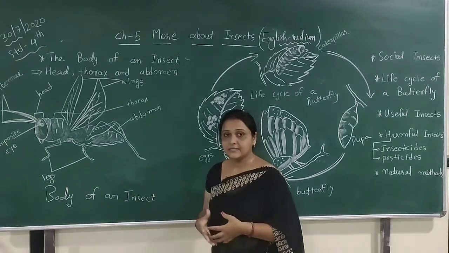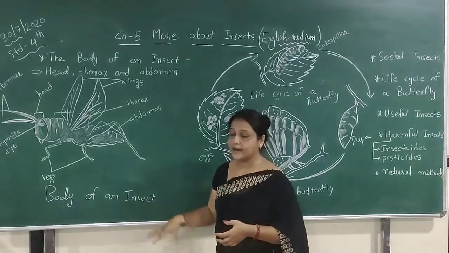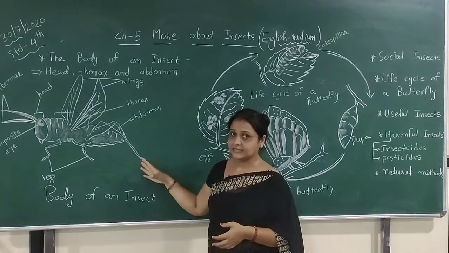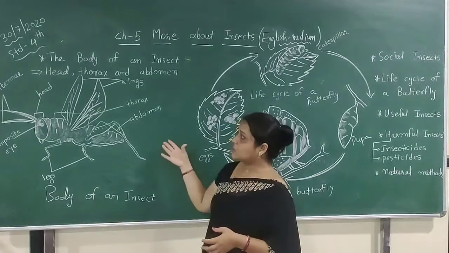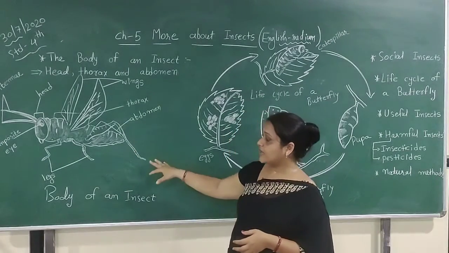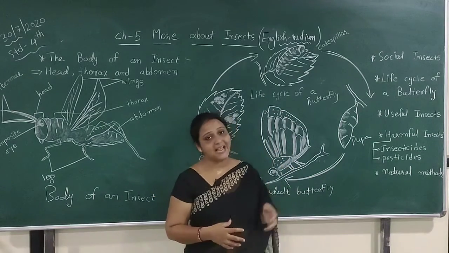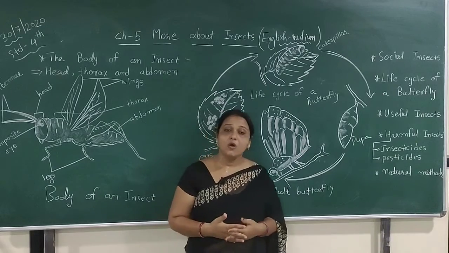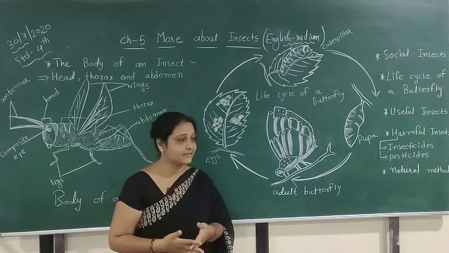They have some differences from us because their bodies do their work according to where they stay. They always stay in plant areas, so they have different types of features. So first we have discussed the body of insects. Now we will discuss the life cycle of the butterfly and the other things of this chapter, which is social insects.